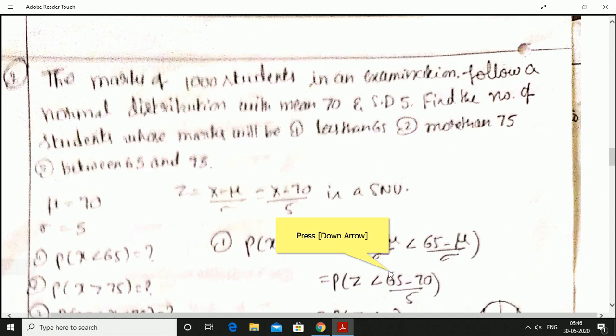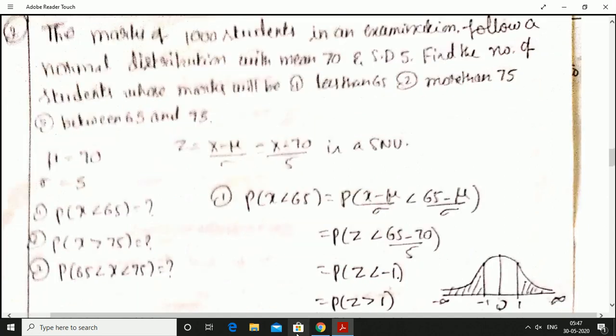Here mean is equal to 70, mu is equal to 70 and sigma is equal to 5. Z is equal to x minus mu by sigma is the standard normal variate. First required probability: less than 65, probability of x less than 65 we need to find. More than 75, probability of x greater than 75 we need to find. Between 65 and 75, probability of 65 less than x less than 75 we need to find.